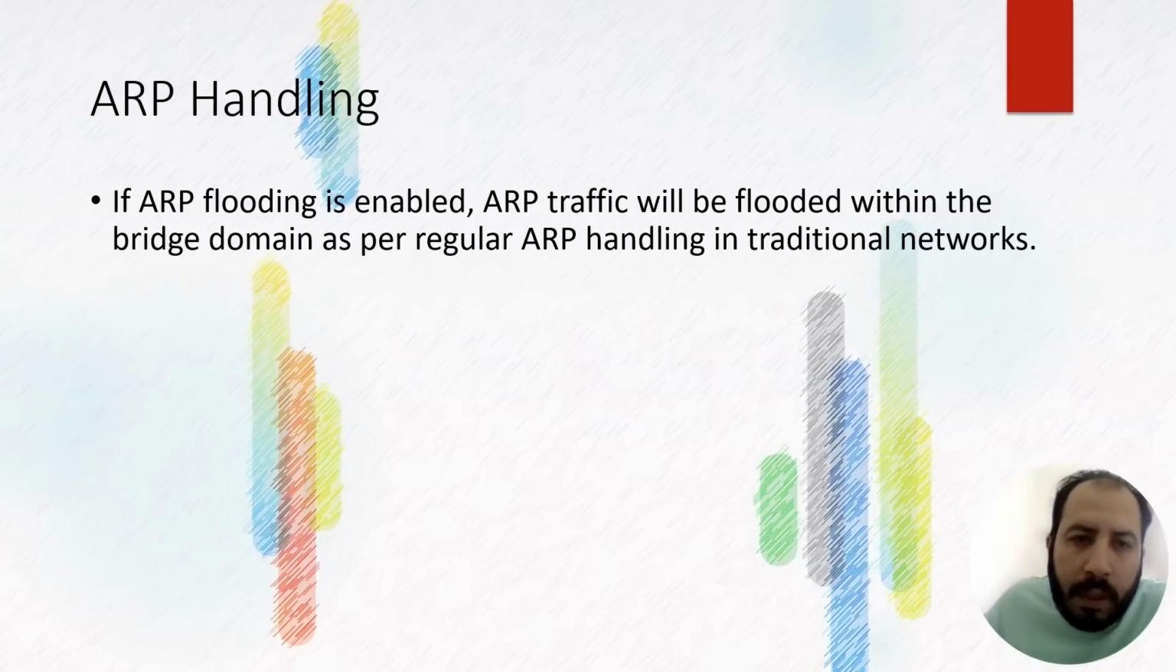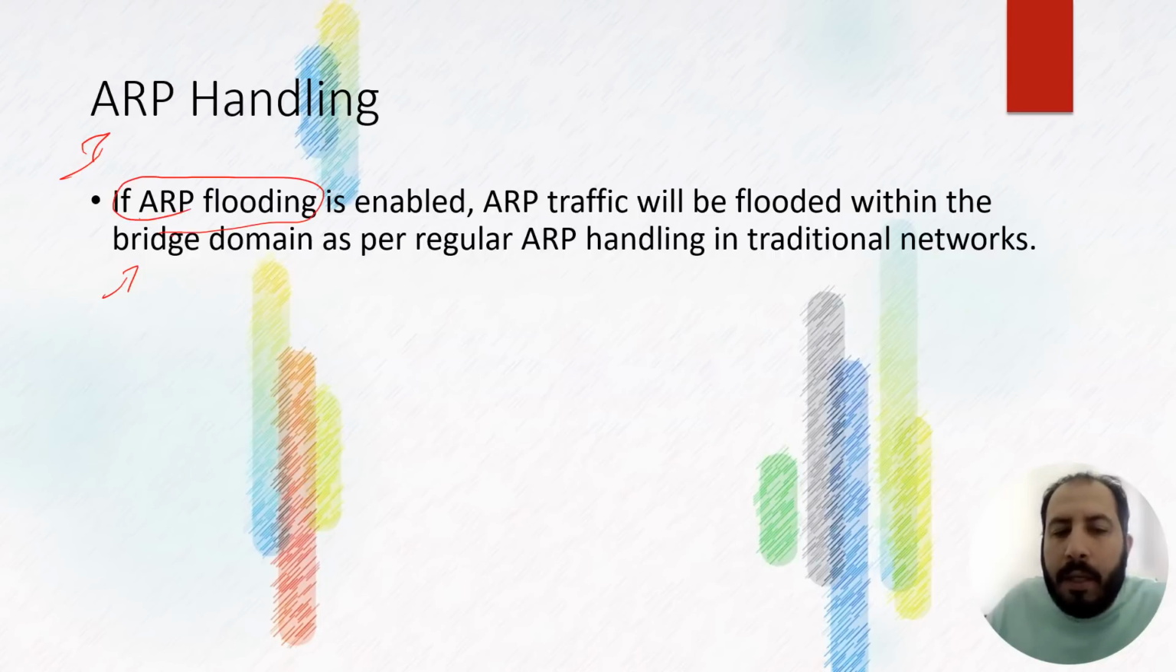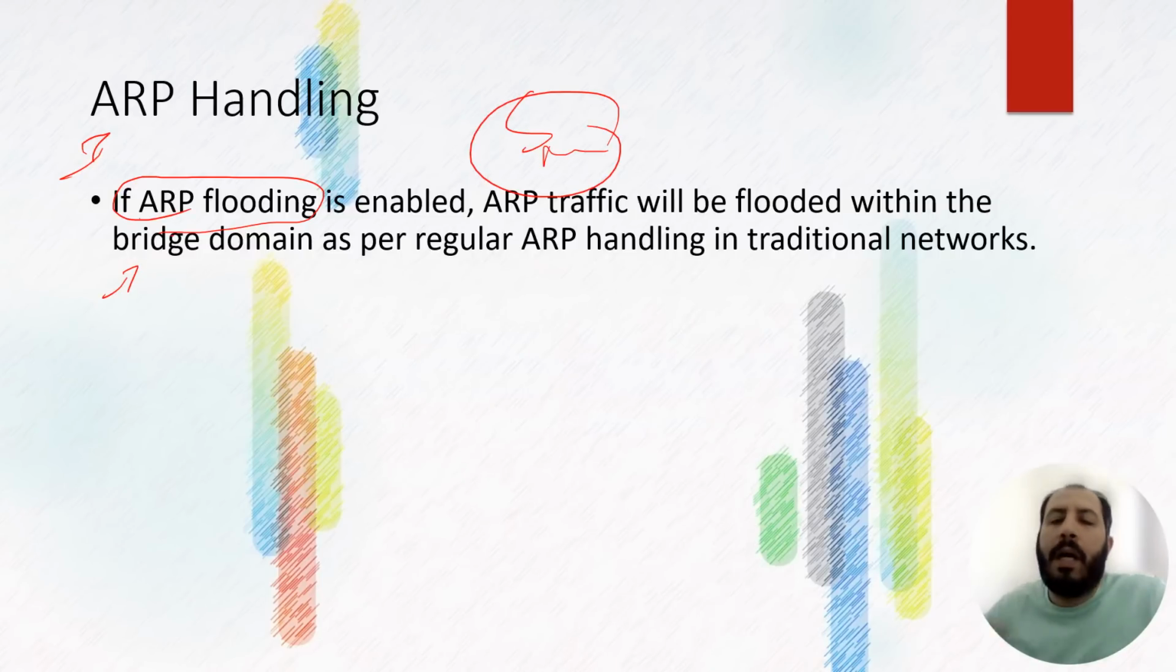Now, the ARP handling. By the way, you can enforce Cisco ACI to always do ARP flooding, even if you have spine proxy enabled, or you can rely on the local station table to do the ARP resolution for you.